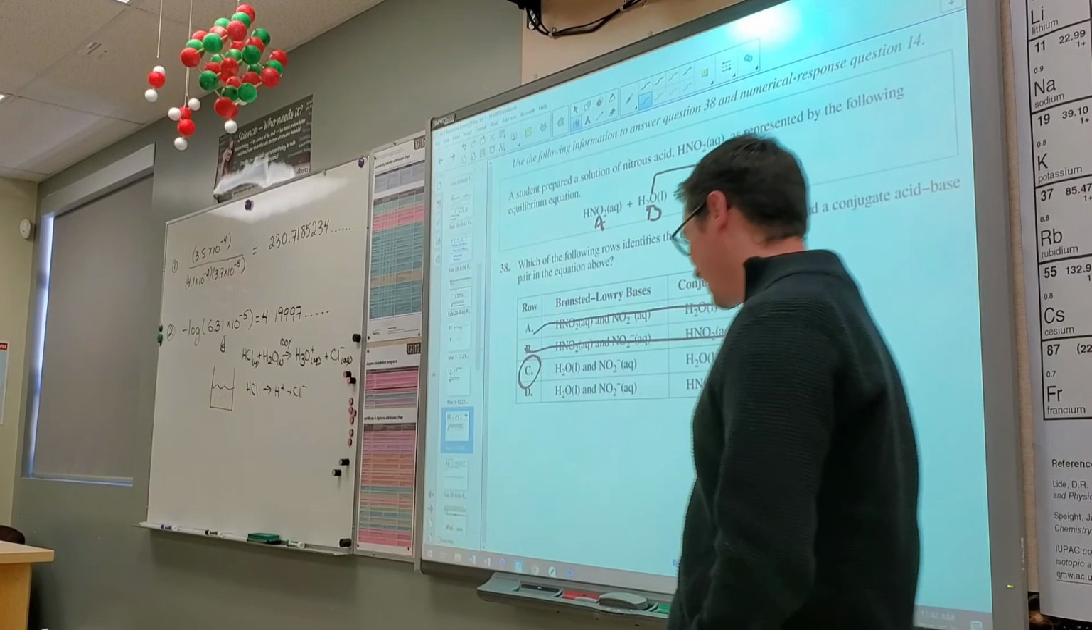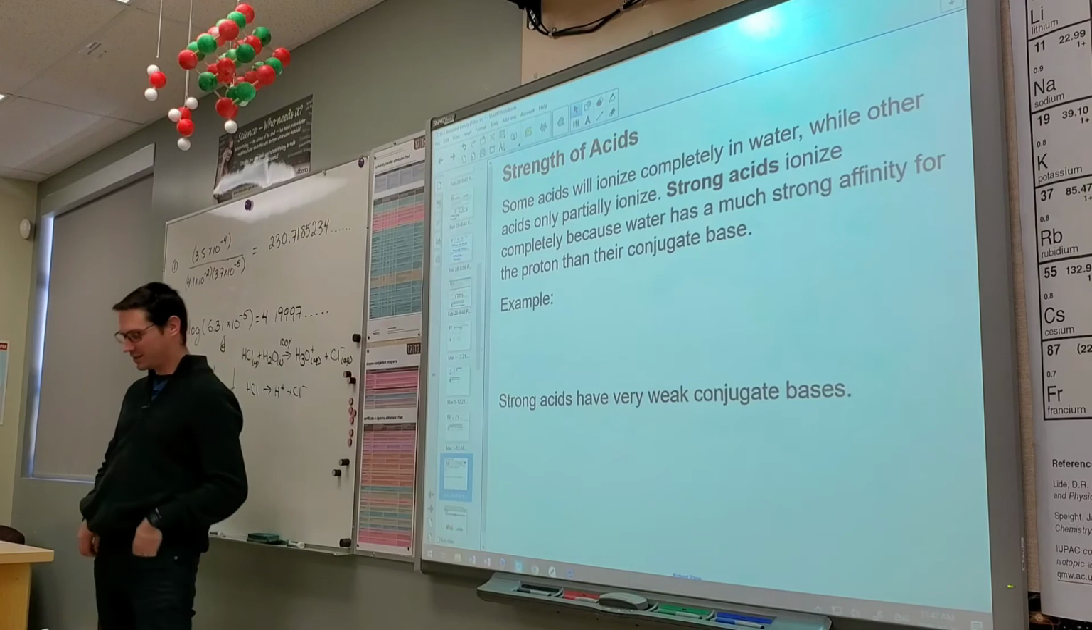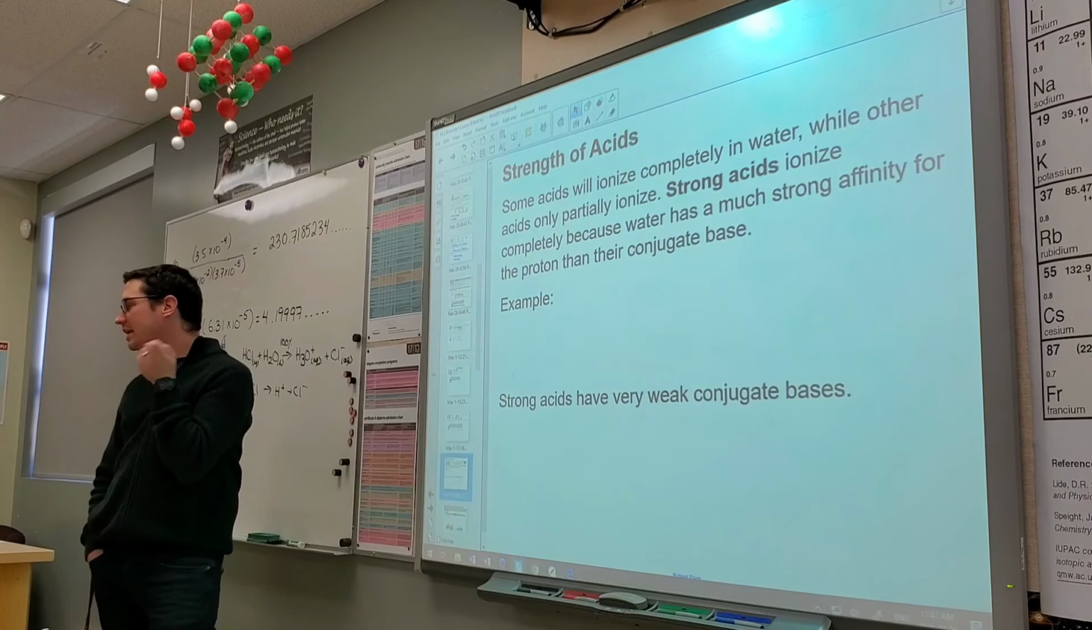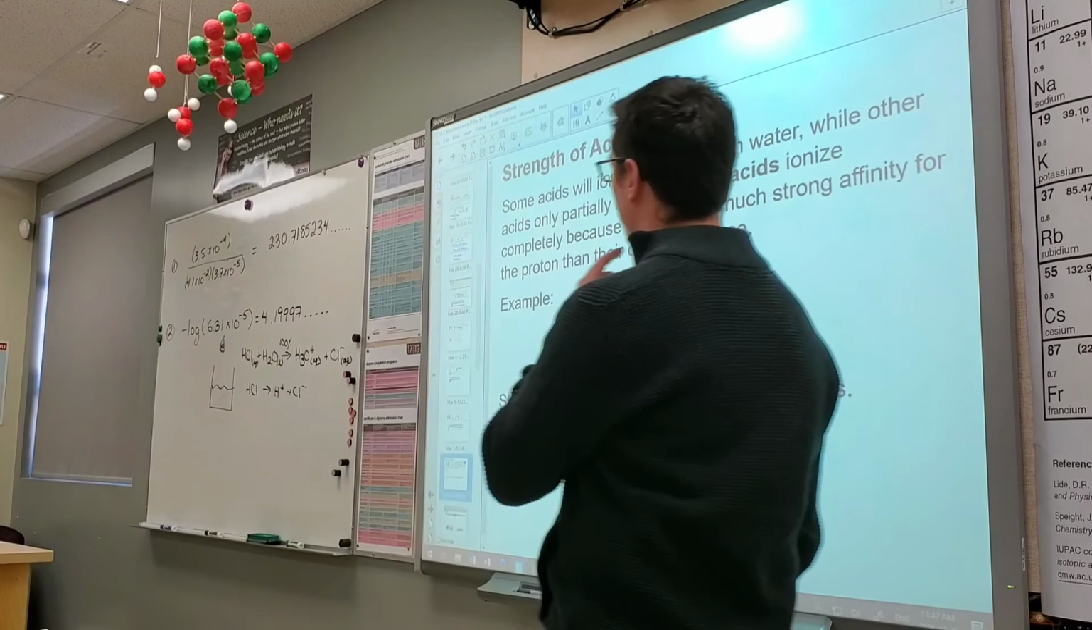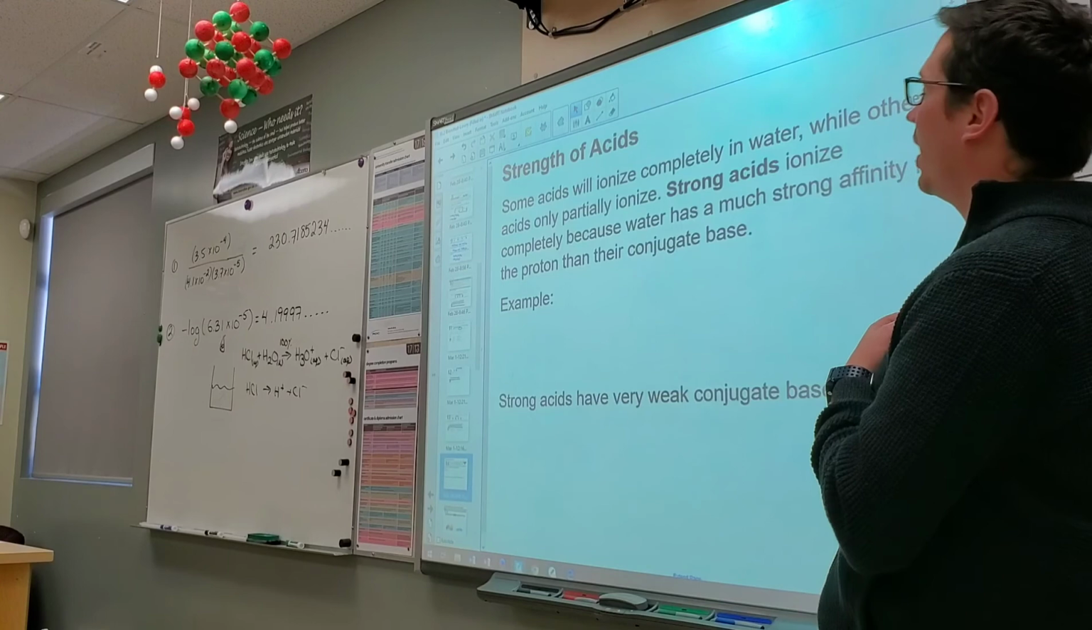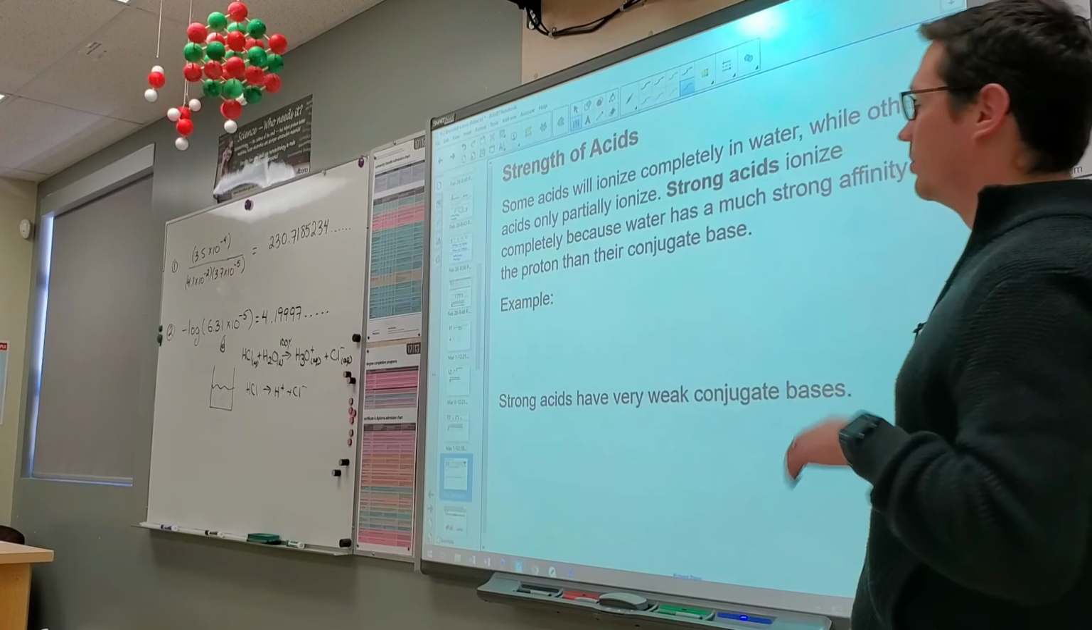Okay, perfect. We've got 2 minutes just to define some things because I need these definitions to stick in your mind. It's been a long time since we talked about strong versus weak acids. Some acids will ionize completely in water while others only partially ionize. Strong acids ionize completely because water has a much stronger affinity for the proton.